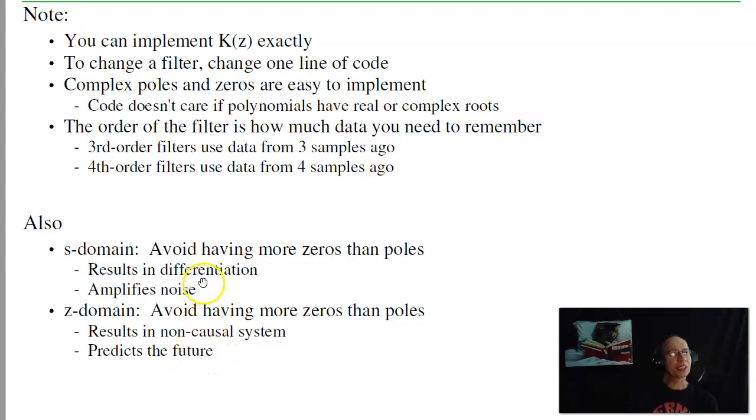I don't like to build filters that have more zeros than poles in the S-plane. I can do it, but I don't like to. Either way, you try to avoid having more zeros than poles. In the Z-plane, you must not have more zeros than poles.